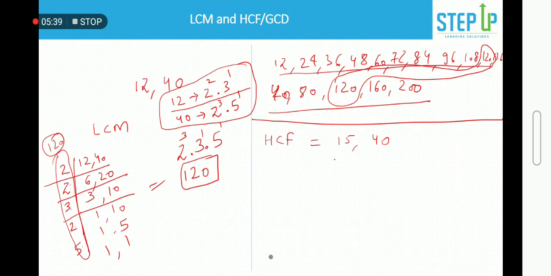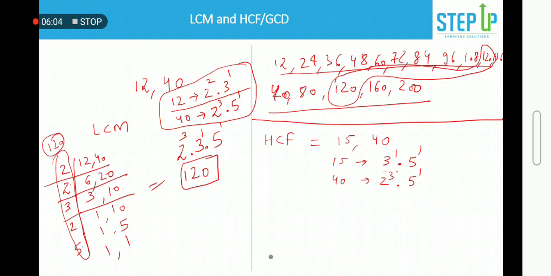Now what we have to do is write 15 in prime factors. What would it be? 3 to the power 1 into 5 to the power 1, right? 3 times 5 is 15, both are prime, correct? How can we write 40? Again, 2 to the power 3, that is 8, into 5 to the power 1, correct? This is your way to write it.